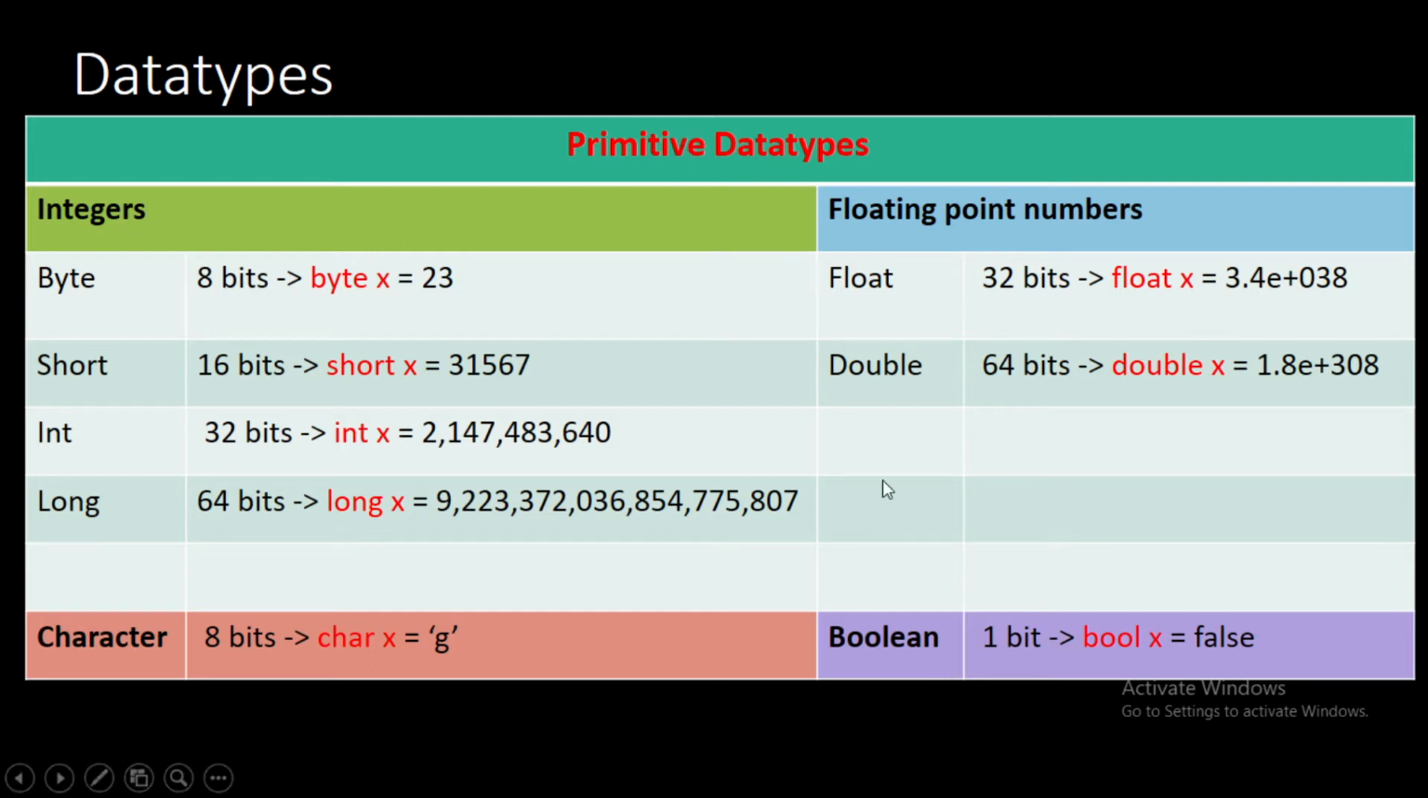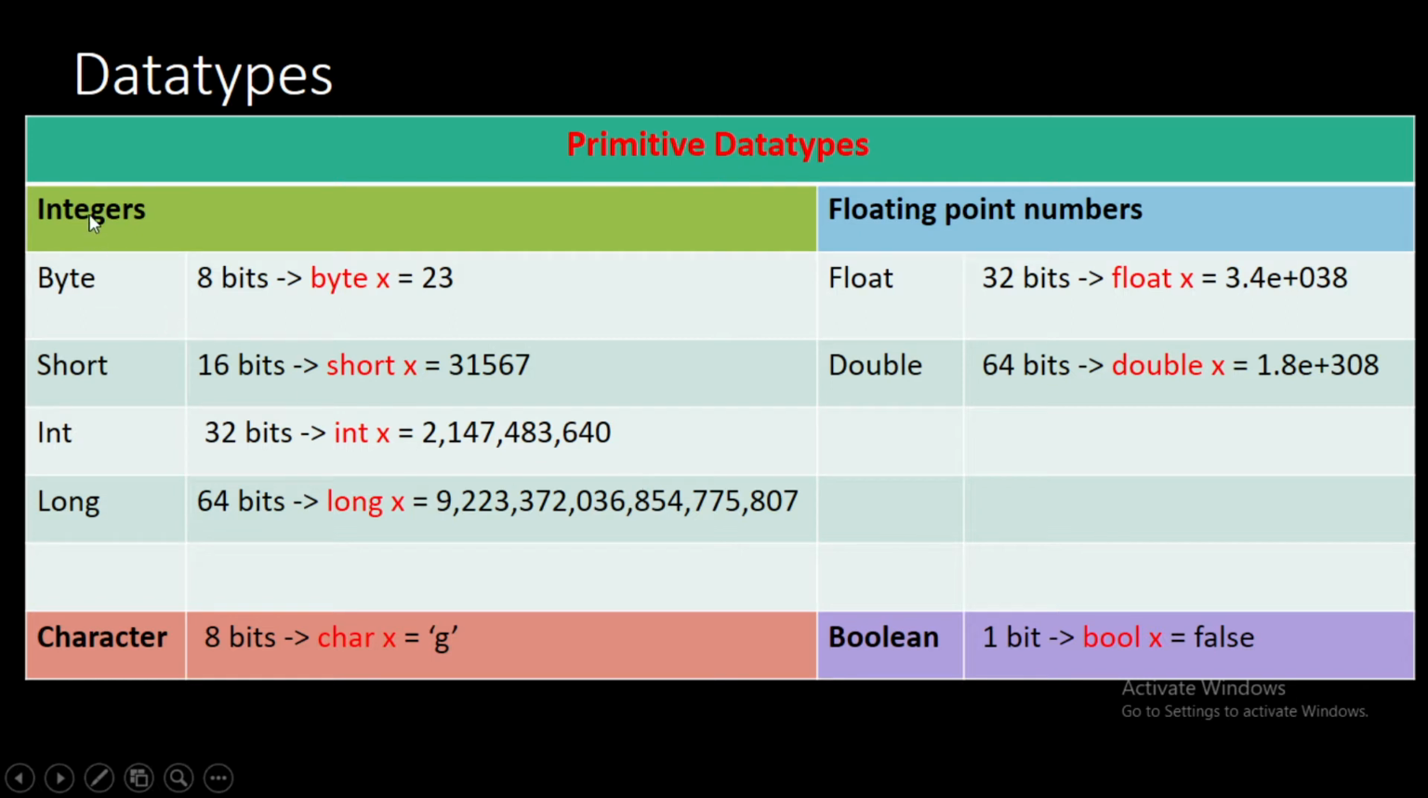So we have four major categories in primitive data types. The first category is integers. These store numbers, especially whole numbers, like fully formed numbers. The second category is floating point numbers, which store fractional numbers. The third major category is character, which stores single characters. And the fourth major category is Boolean, which stores just two values, either true or false.